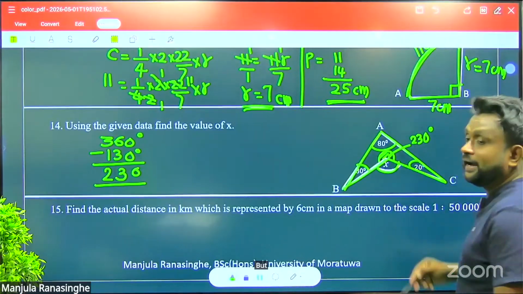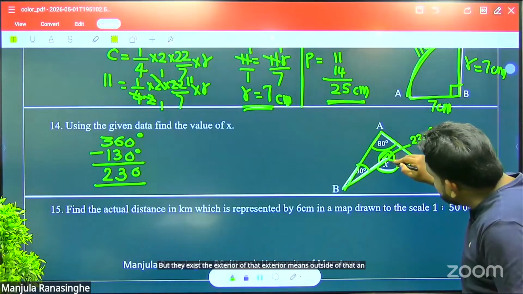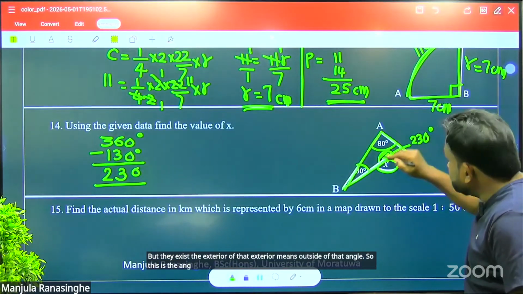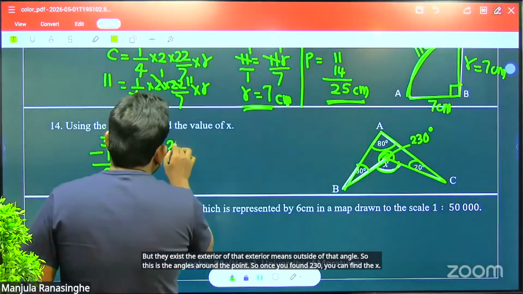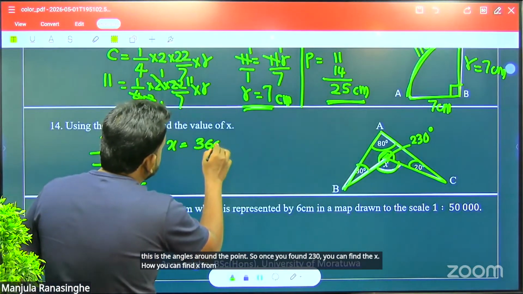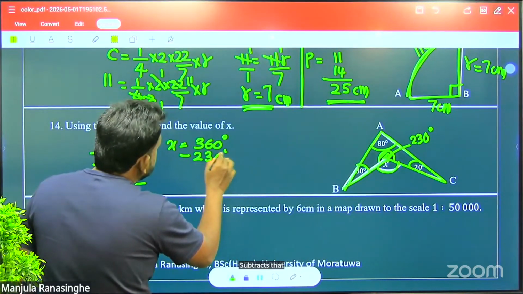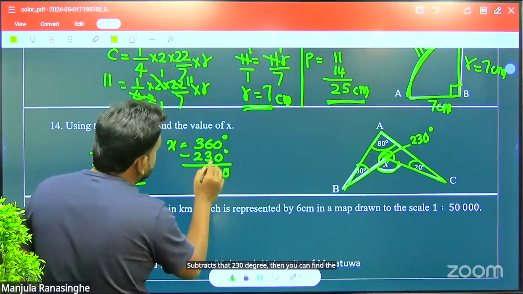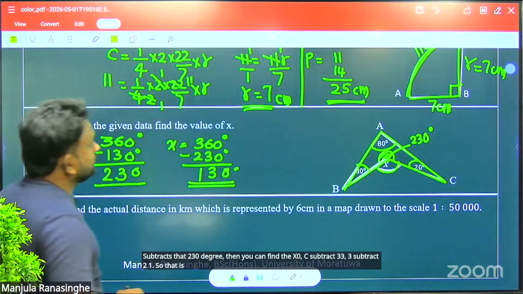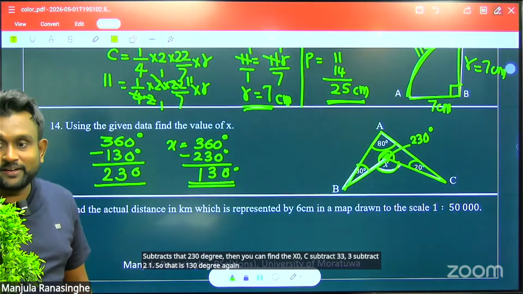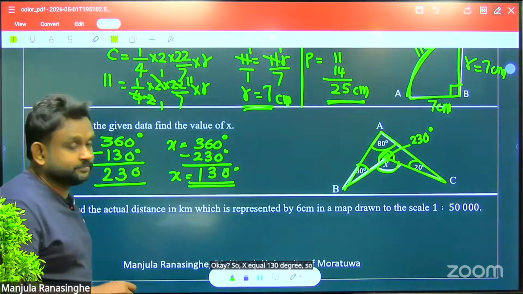But the x is the exterior of that. Exterior means outside of that angle. So this is angles around a point. So once you found 230, you can find the x. How can you find x? From 360 degrees subtract that 230 degrees. Then you can find the x. 0 subtract 0, 3 subtract 2, 1. So that is 130 degrees again. Okay, so x equals 130 degrees. So that is the answer.